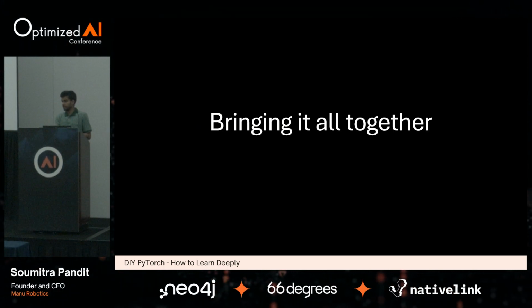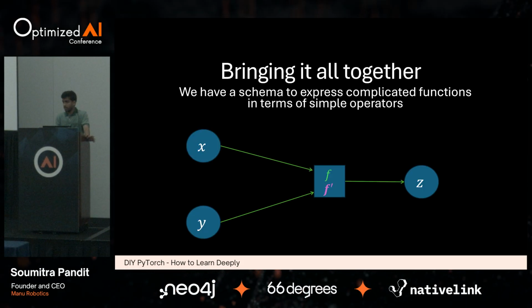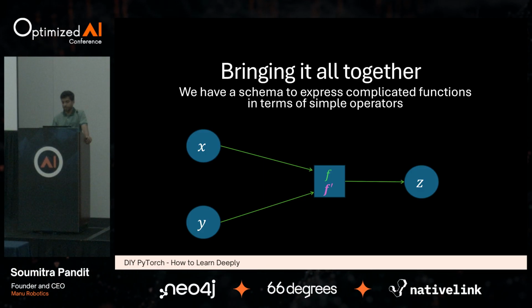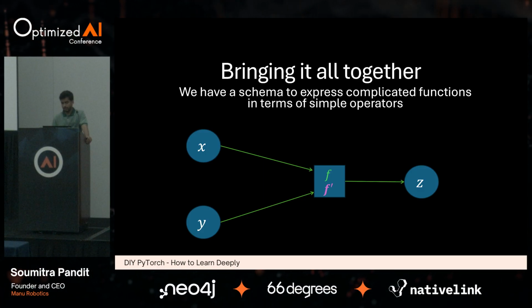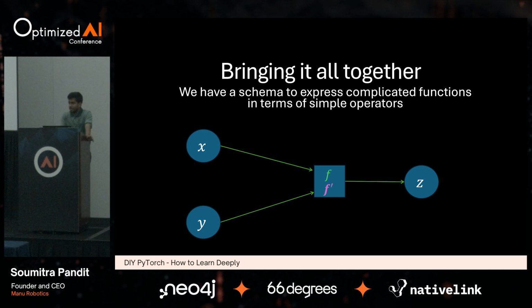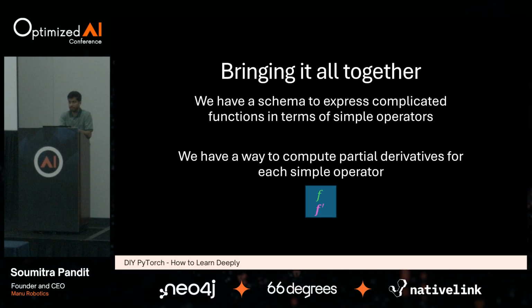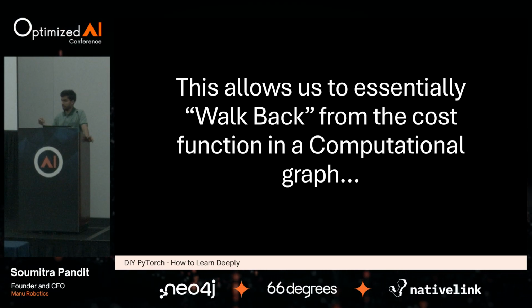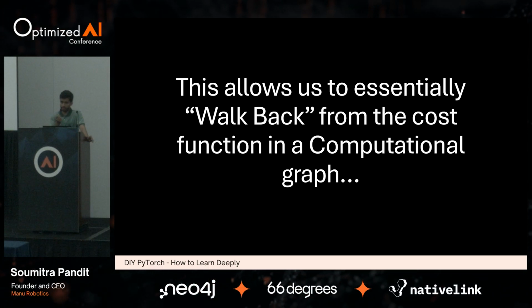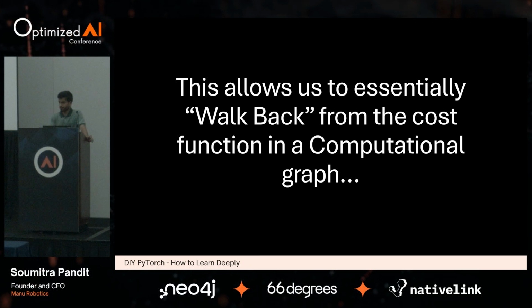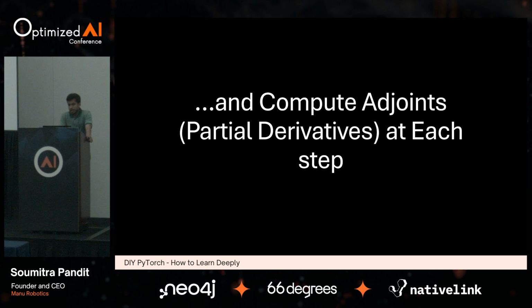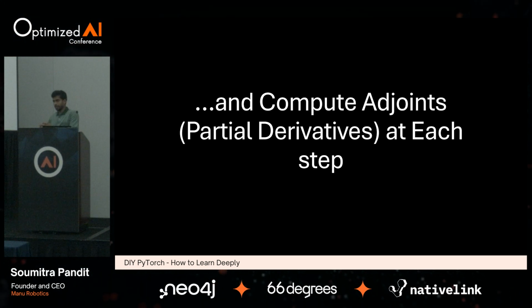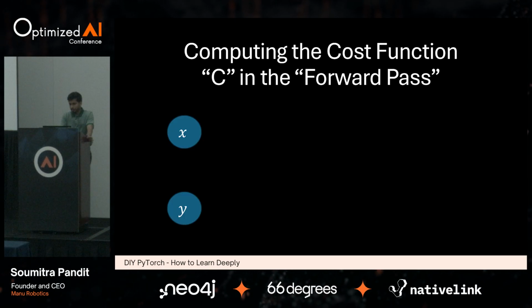Now let's bring it all together and see what picture we have formed. We have a schema that we have painstakingly developed to express complicated functions in terms of very simple operator compositions. We have a way to compute partial derivatives using the simple operator block that we just developed. And most importantly, we have the mighty chain rule. This essentially allows us to literally walk back from the cost function right to the input variables and accrue the gradient. And we call these partial derivatives adjoints. This is just terminology that comes from the literature, and they can be propagated down.